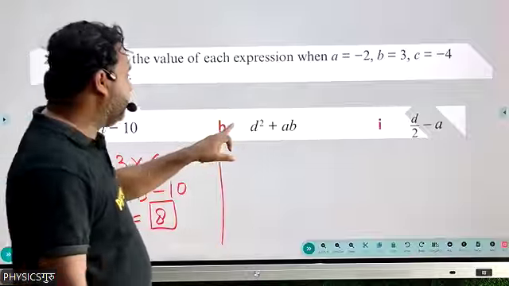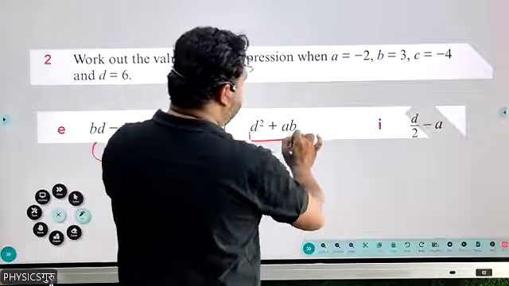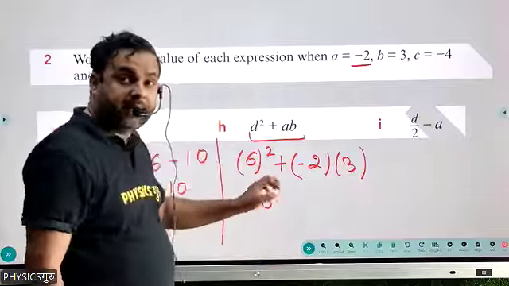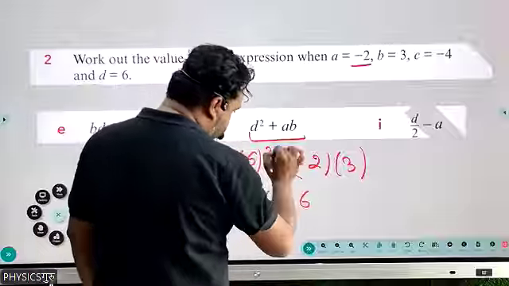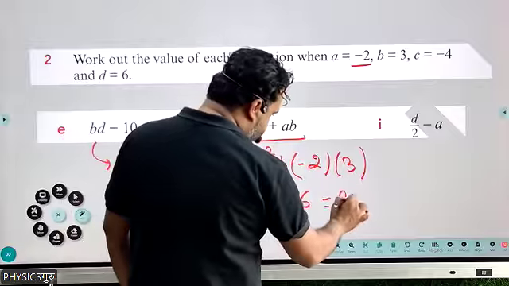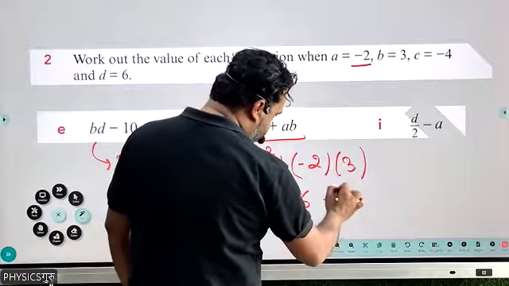H1. So it is D square plus AB. What is the value of D? D is 6. So it is 6 square plus A times B. What is the value of A? That is -2. What is the value of B? B is basically 3. So 6 squared is 36, plus minus, minus is minus 6. So 36 minus 6 is how much? 30. It's simple. Put the values, solve, we'll get the answer.